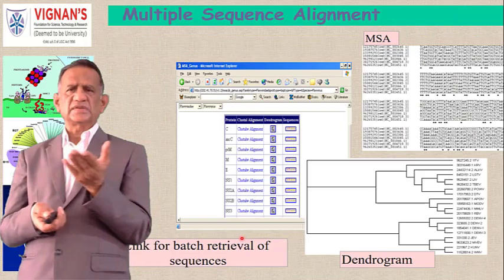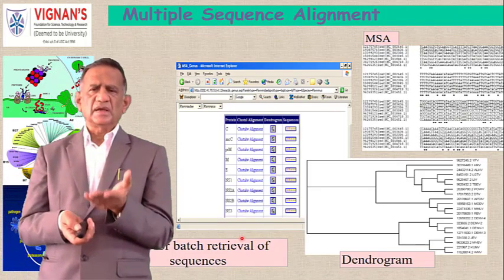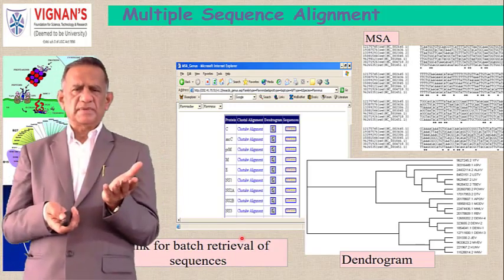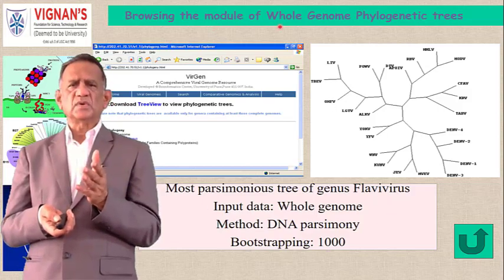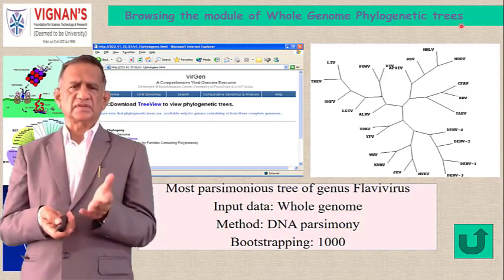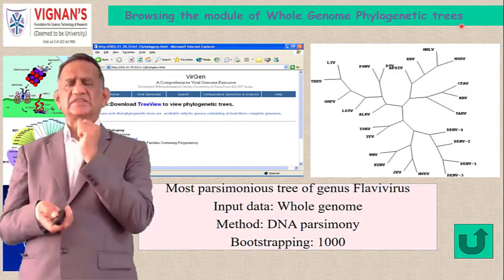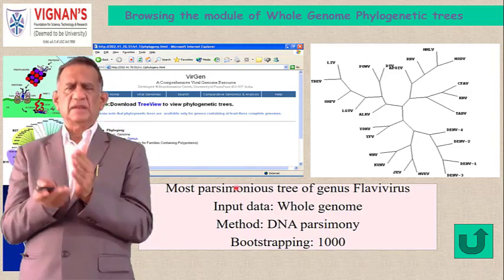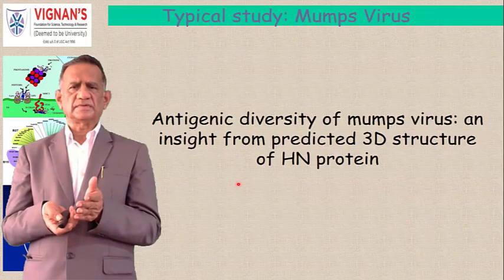Here we have to do multiple sequence alignment, and through that we will know the signature sequence with which we go for the prediction of epitopes. It is the browsing module of whole genome phylogenetic trees. This is the most parsimonious tree of genus Flavivirus. Parsimonious means it is very minimal, by which we can determine the Flavivirus.